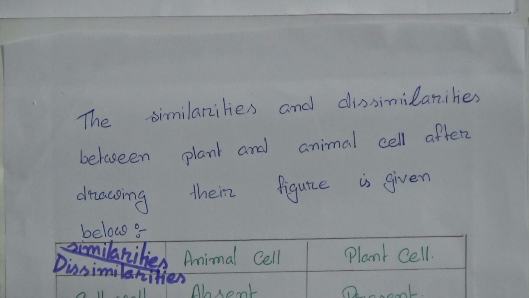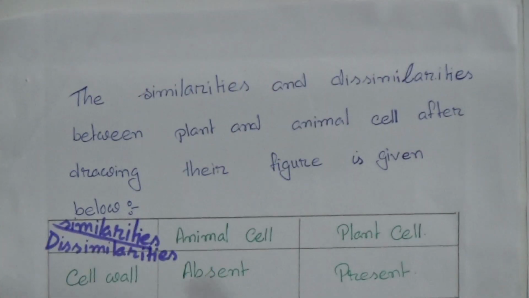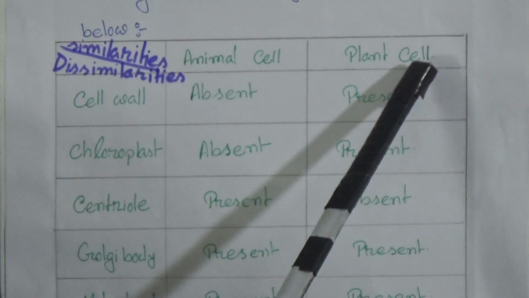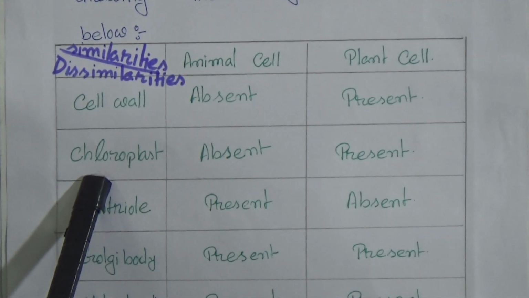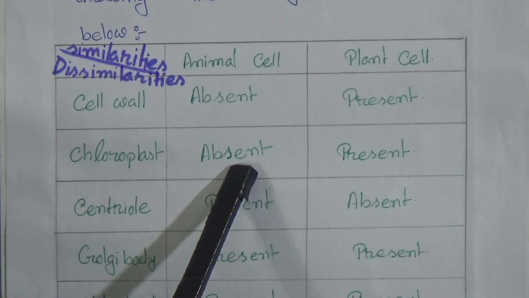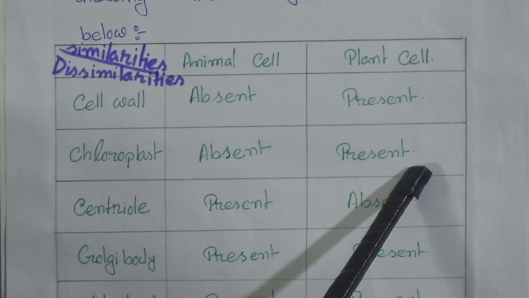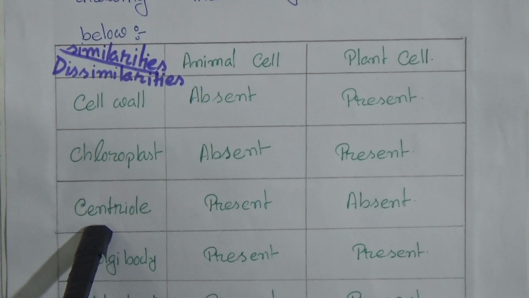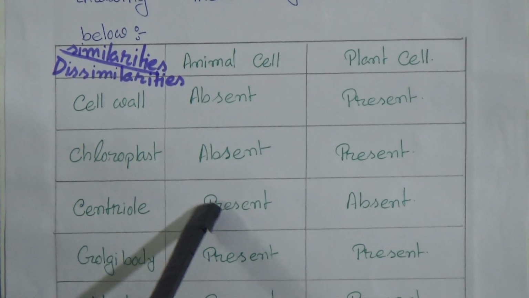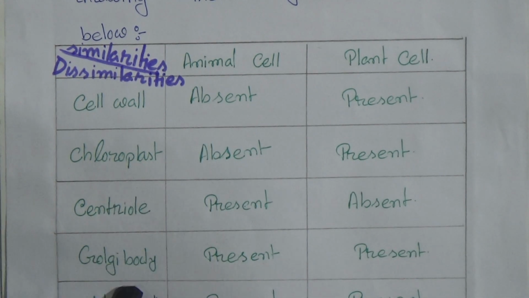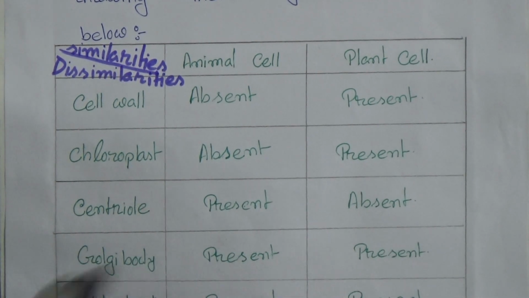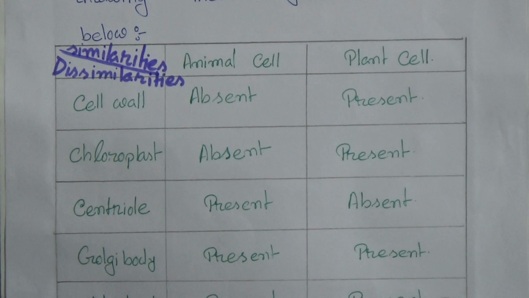Cell wall. Cell wall is always absent in the animal cell, and in the plant cell it is present. Chloroplast. Chloroplast is absent in the animal cell but present in the plant cell. Centriole. Centriole is present in the animal cell but absent in the plant cell. Golgi body is present in both of the cells. Mitochondria are present in both of the cells.